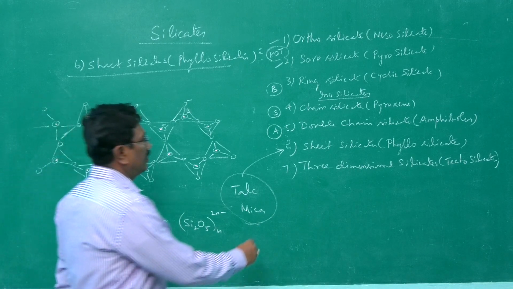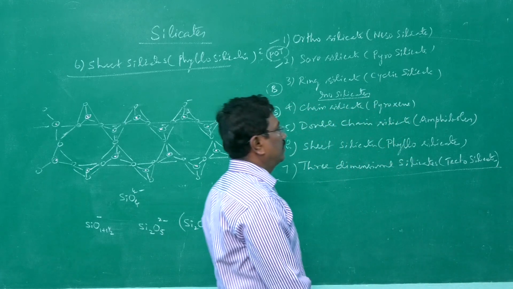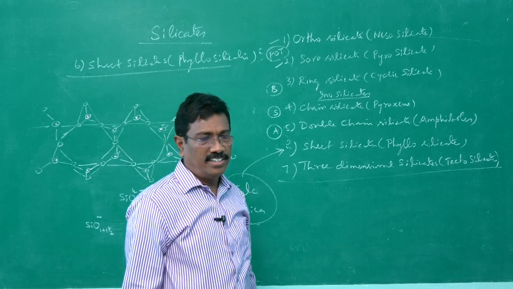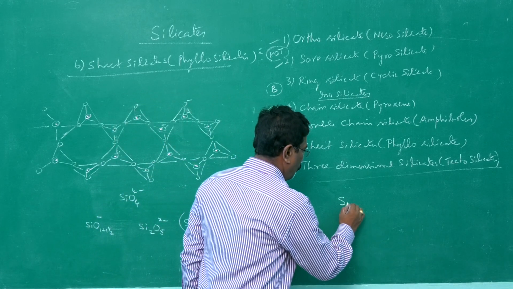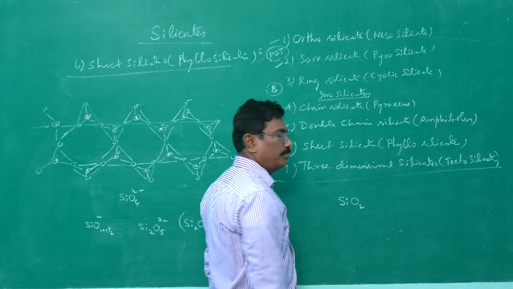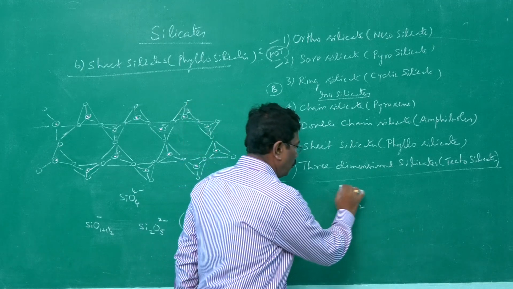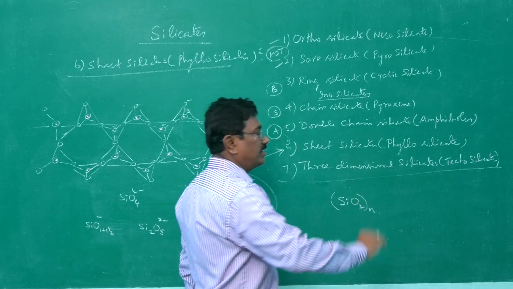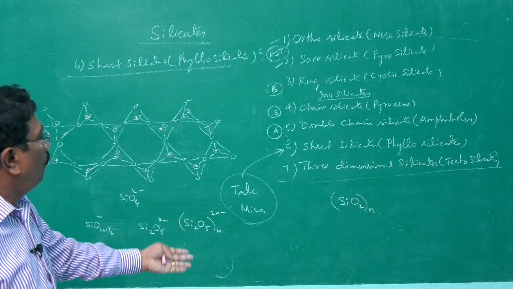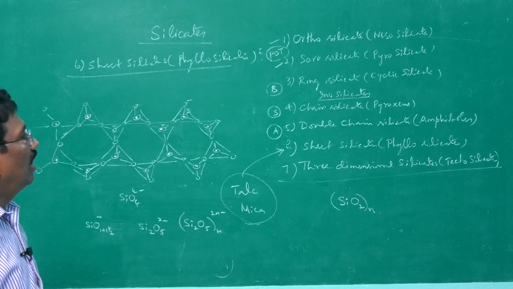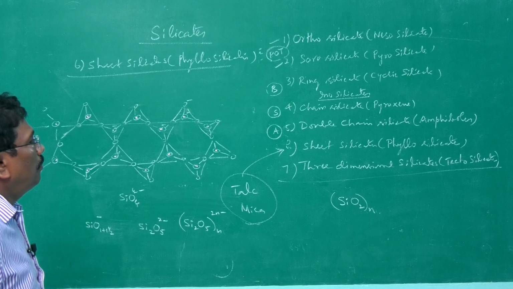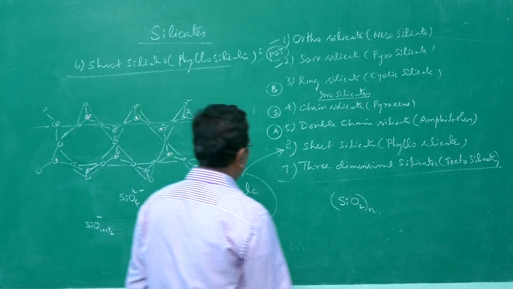And finally, 3-dimensional silicate or tectosilicate. Here, all the 4 are shared. When all the 4 are shared, for one silicon, 4 oxygen atoms, 4 are shared, 1/2 contribution, therefore O2. Then there is no charge, so SiO2. If n units are joined, SiO2 n times is the molecular formula for three-dimensional silicate or tectosilicate. All the oxygen atoms are shared. Example, quartz. The example is quartz.